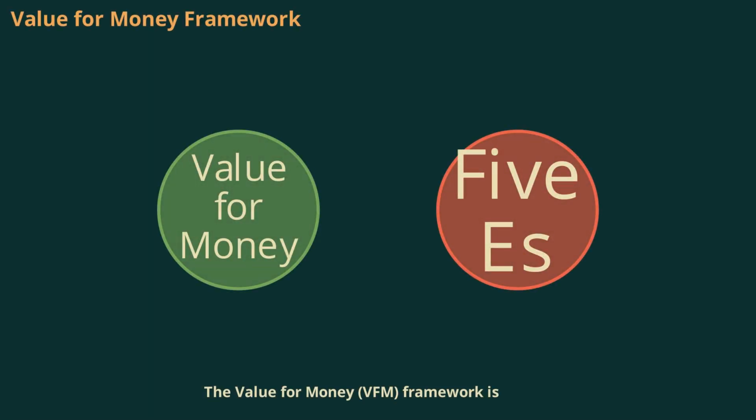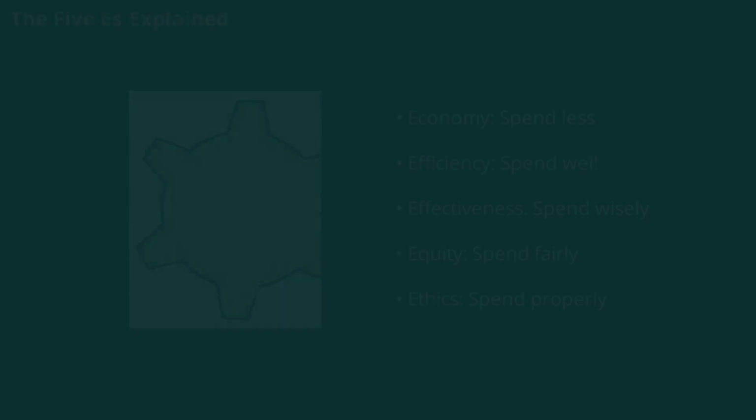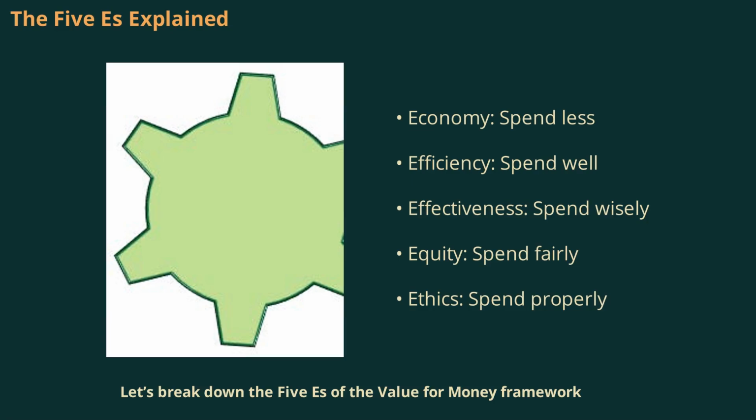The value for money (VFM) framework is a popular model for measuring NPO performance. It focuses on three core principles: economy, efficiency, and effectiveness. Economy means spending less by minimizing resource consumption. Efficiency is about maximizing output from given inputs. Effectiveness measures whether the organization achieves its mission and objectives. Recently, two more principles have been added: equity, spending fairly, and ethics, spending properly. Together, these five make up the 5 E's of the value for money framework.